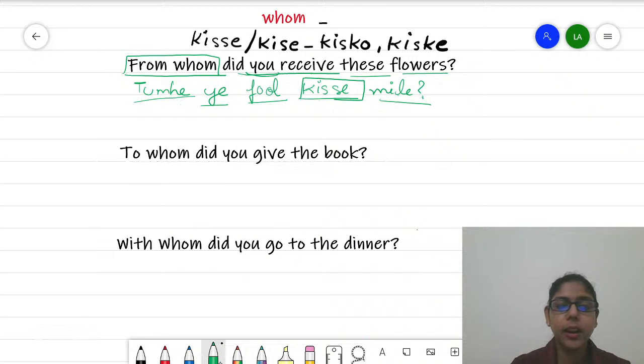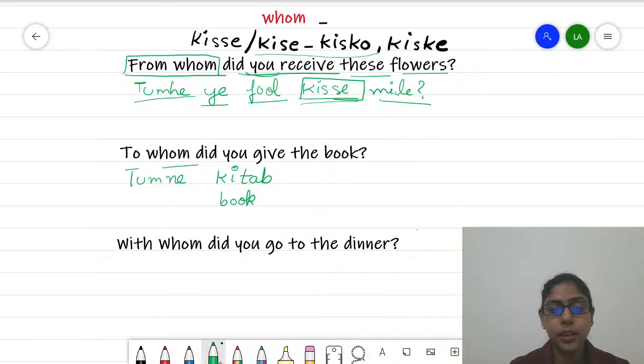किससे मिले. Now when we come to the second sentence, this whom will change. It will not be kisse. To whom did you give the book? Then in that case, our second meaning will be used. To whom did you give the book? That will be तुमने book. Book is called kitab in Hindi. If you want, you can use the word book itself, if you find that kitab word difficult or not memorable. तुम्हें किताब किसने दी?